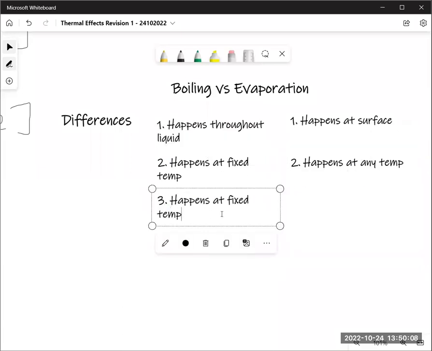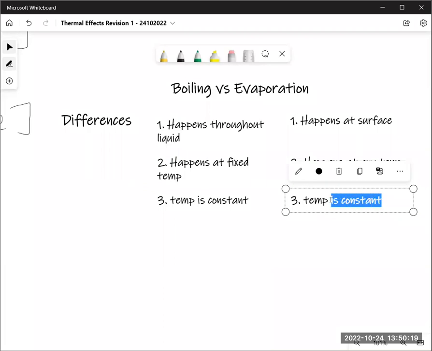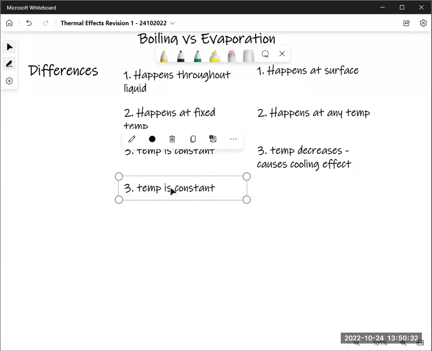Now, third point is temperature is constant. Don't write temp, write the full thing. Constant. But on the other hand, in evaporation, temperature decreases. Causes cooling effect. We'll have to understand why that happens as well in a second. And is there anything else here? Temperature is fixed. Happens throughout liquid.